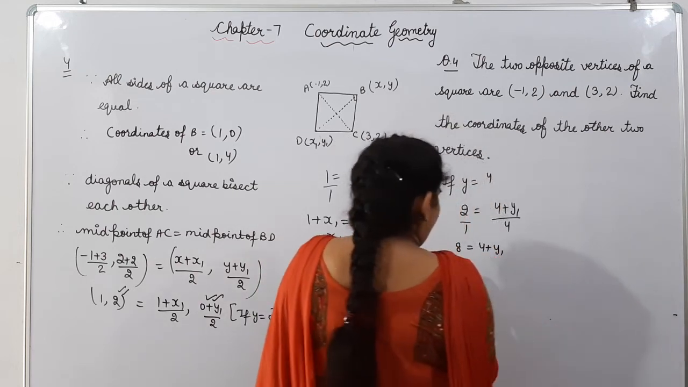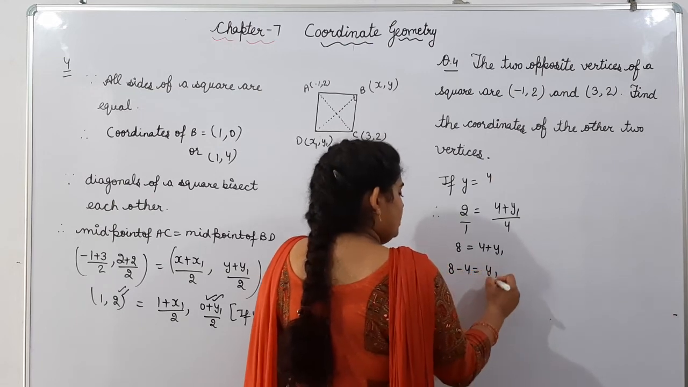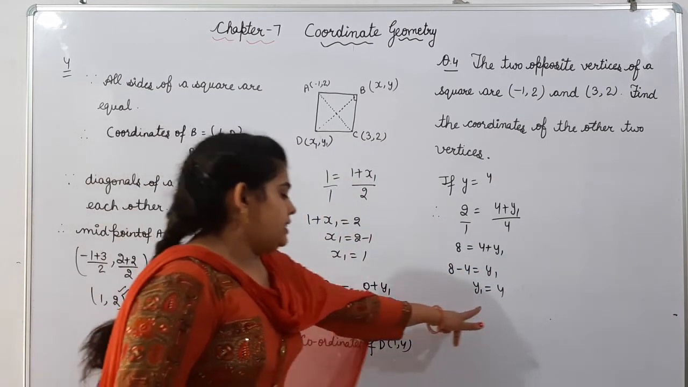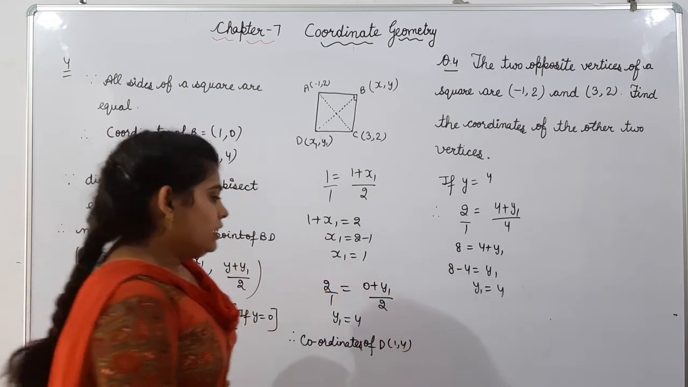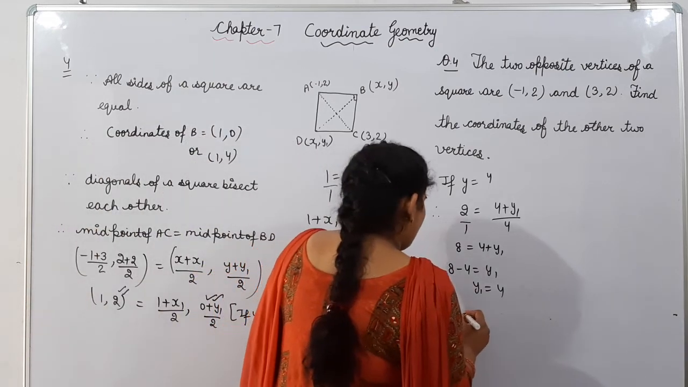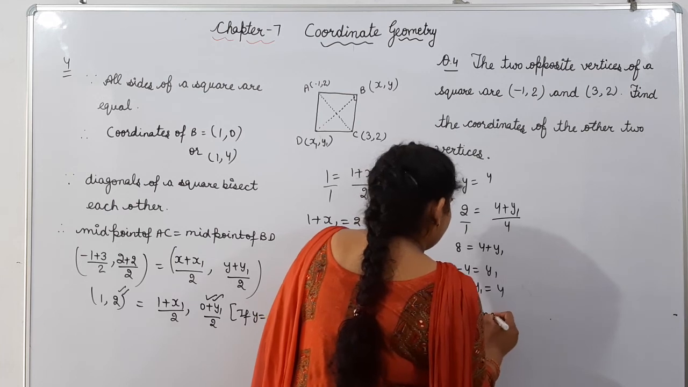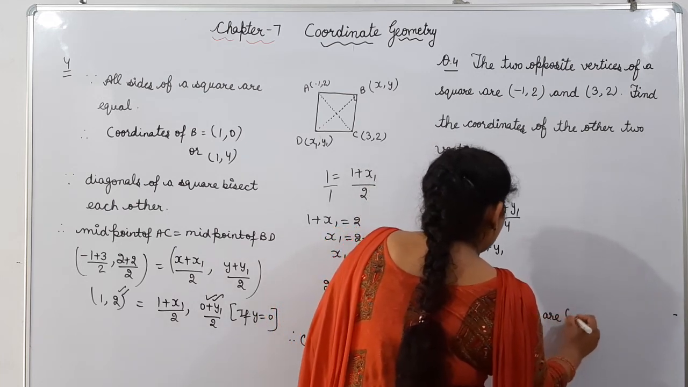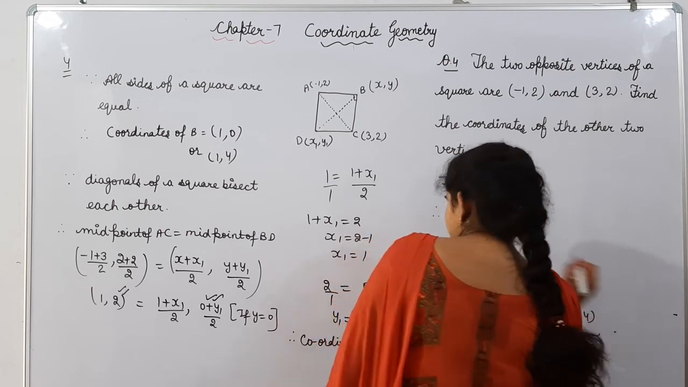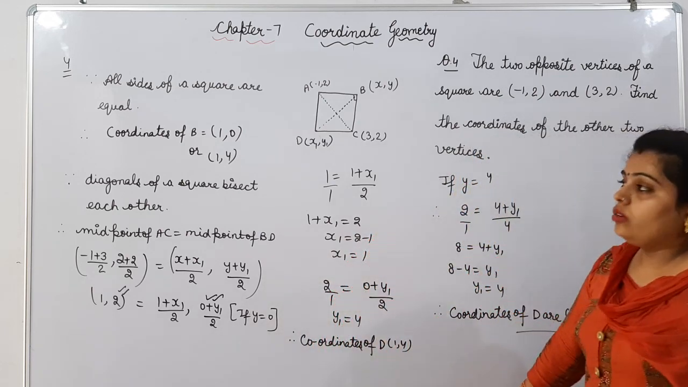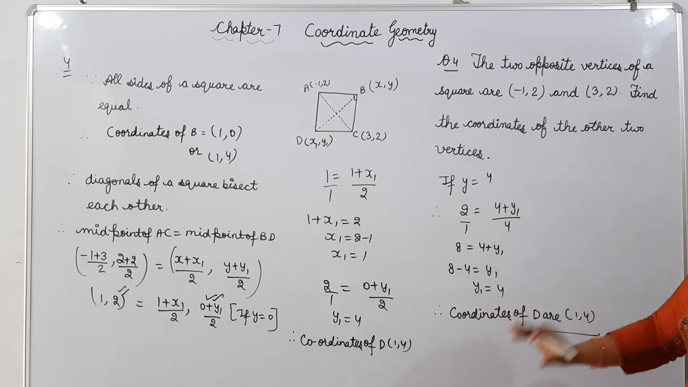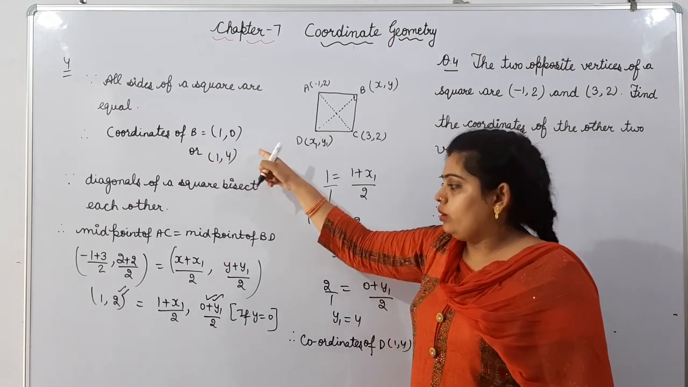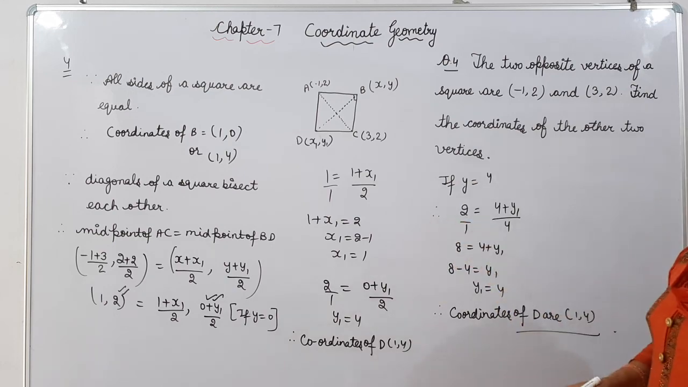Minus 4 is equal to y1, y1 is equal to 4. From both sides we are getting same value of y. So coordinates of D are (1, 4). I think now there is no doubt in this question. I have proved why this coordinate of D is (1, 4) by using midpoint formula.